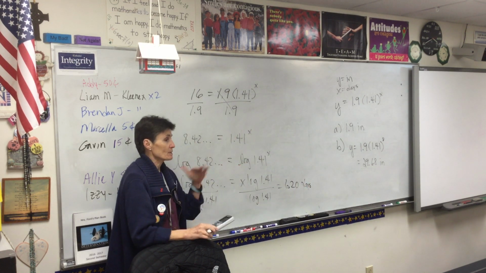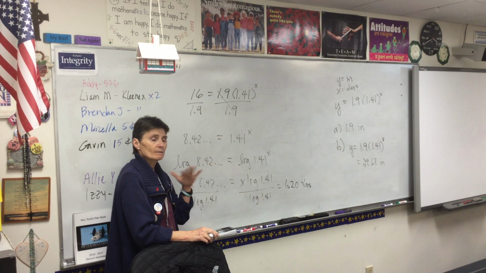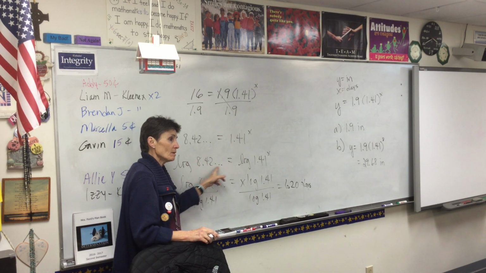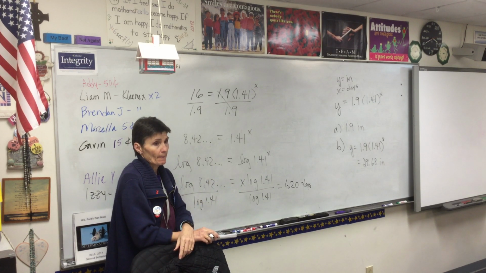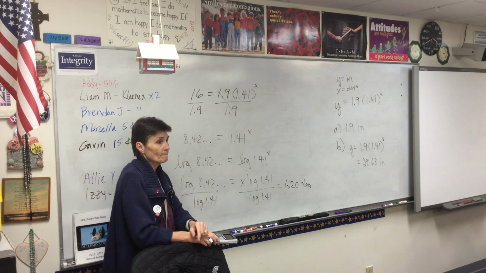Now, for some reason, some of you are just scared of second answer. Fine. Type in this number, the whole thing, and you'll get exactly the same answer. Take the log of that, divided by the log of 1.41, and you'll get 6.20.